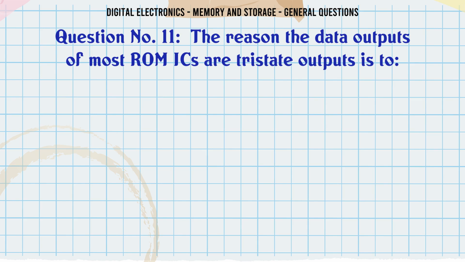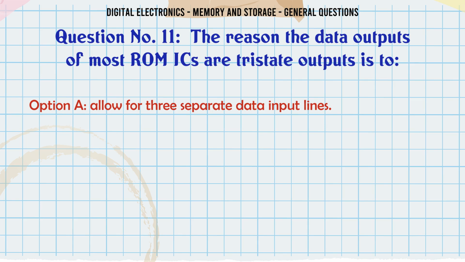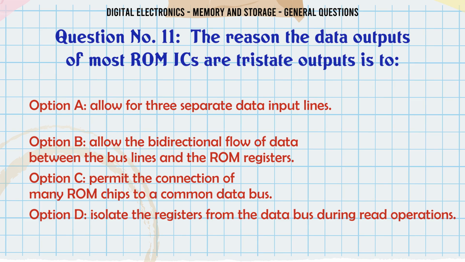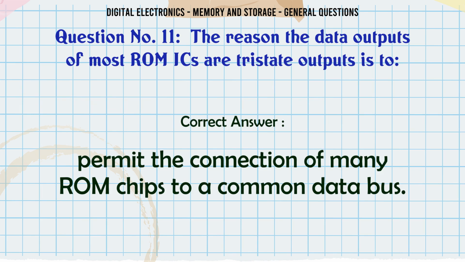The reason the data outputs of most ROM ICs are tristate outputs is to A. Allow for 3 separate data input lines, B. Allow the bidirectional flow of data between the bus lines and the ROM registers, C. Permit the connection of many ROM chips to a common data bus, D. Isolate the registers from the data bus during read operations. The correct answer is permit the connection of many ROM chips to a common data bus.